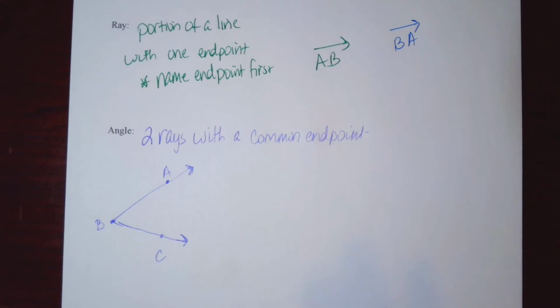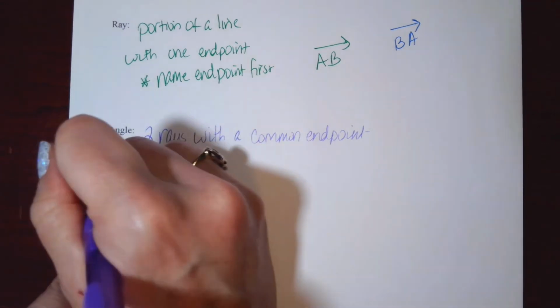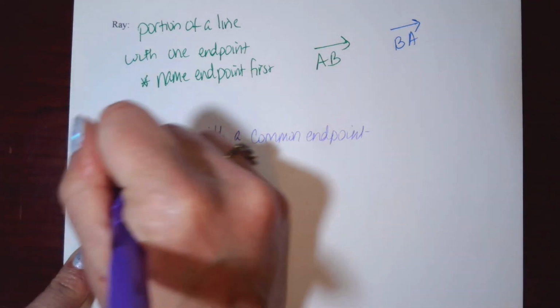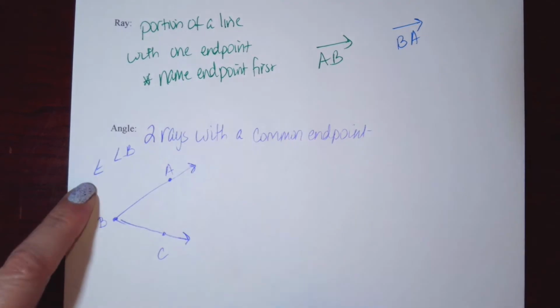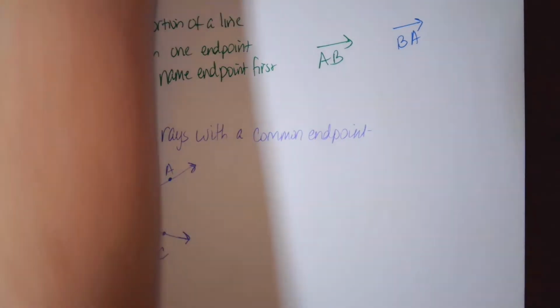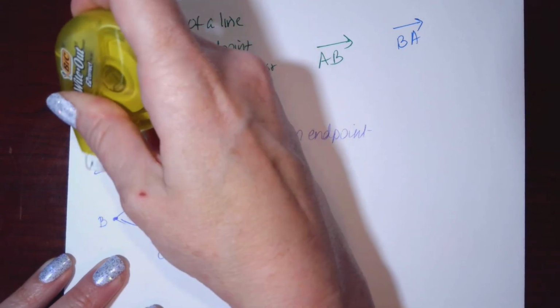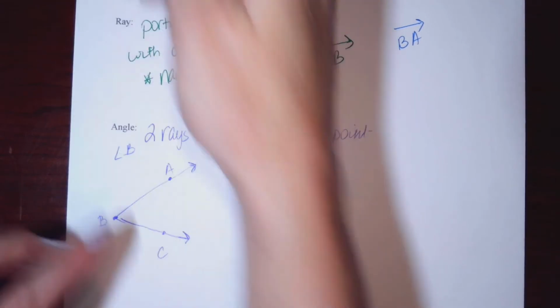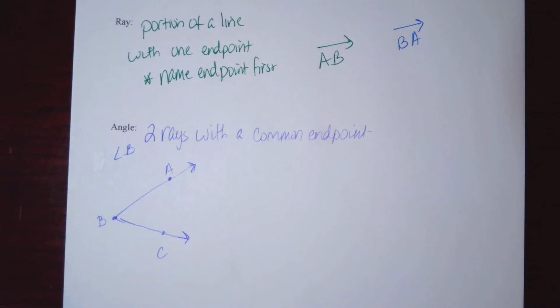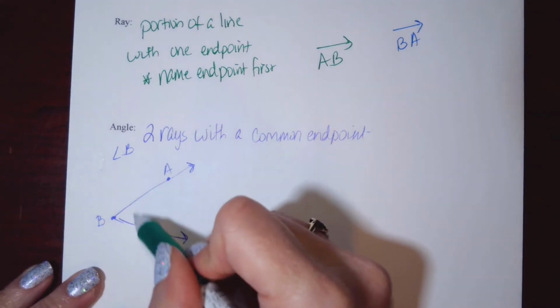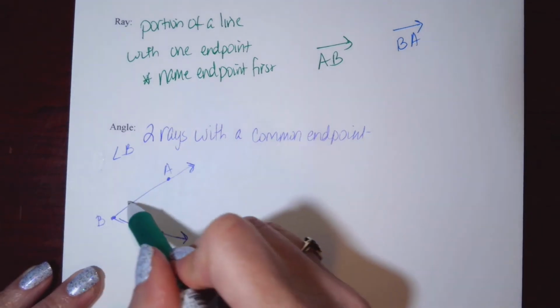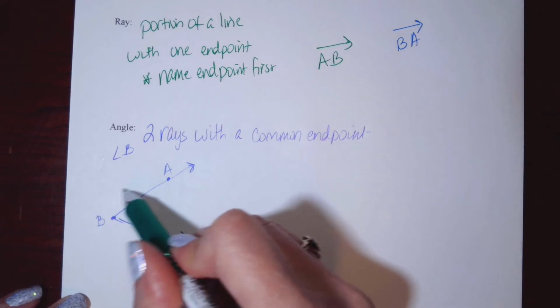Now I have some options about how I can choose to name this angle. I can name it by the vertex, angle B, but if I do that, it doesn't necessarily tell me which of the 2 measures I'm interested in. For example, I could be talking about this in between, the smaller angle B, or I could be talking about this on the outside, the obtuse angle B.